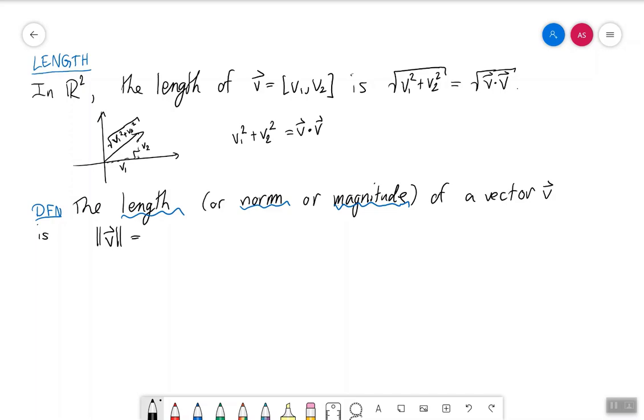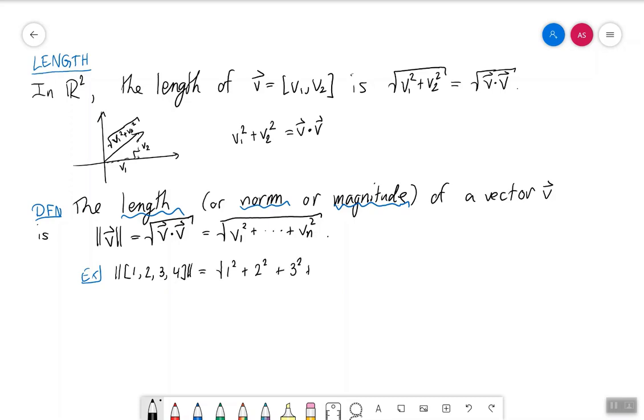written with these double vertical bars, and it is the square root of v dotted with itself, and when you write that out, it's the square root of v1 squared plus dot dot dot plus vn squared. So for instance, the norm of the vector (1, 2, 3, 4) is, well, it's the square root of 1 squared plus 2 squared plus 3 squared plus 4 squared, which, when you compute this all out, is going to be the square root of 30.